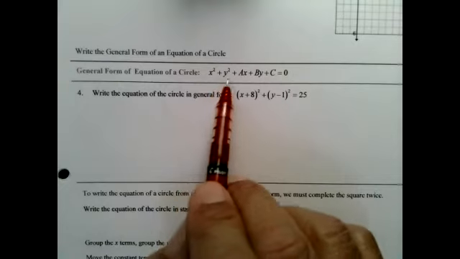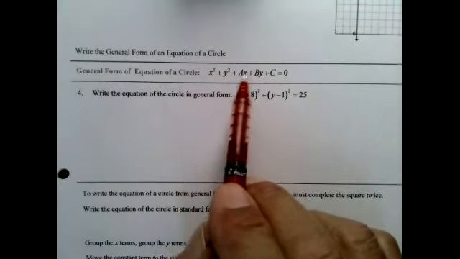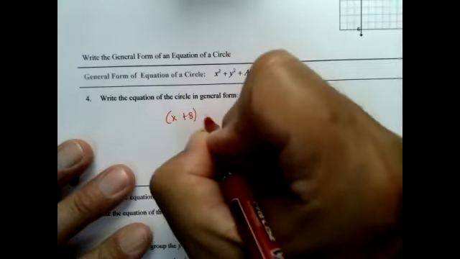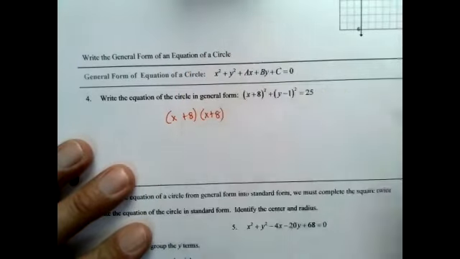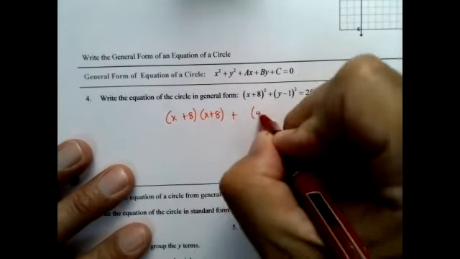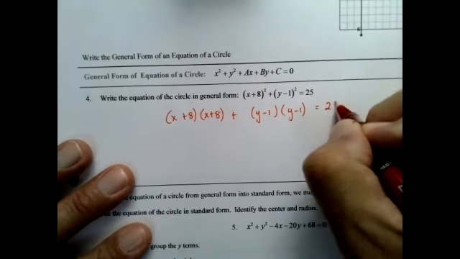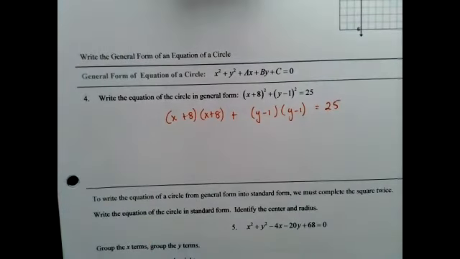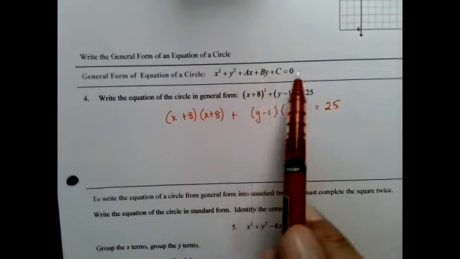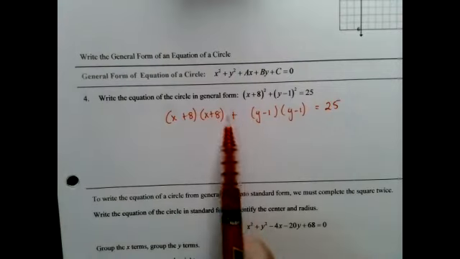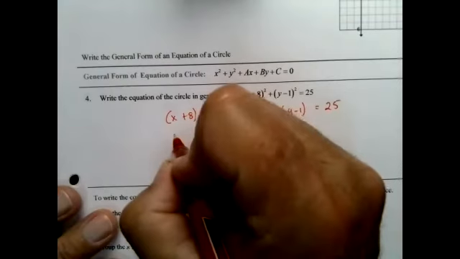But how would we do the general form? Well, we're going to walk through this. We're going to say this is x plus 8 times x plus 8 plus y minus 1 times y minus 1. Because this is going to help us, like I said a little while ago, when we're given it in this form down here at the bottom, like where we're going to end up, we need to be able to graph the square.